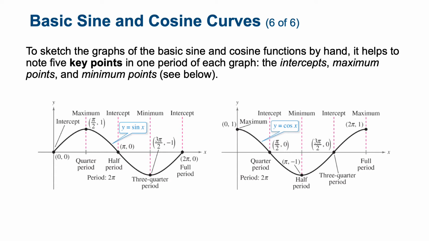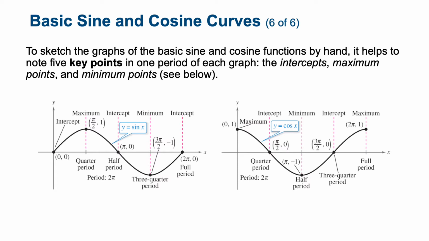All right, so how would we do this by hand? Notice there are 5 key points in one period of the graph, and we're going to tear these parts apart. You have the intercept, or the beginning of the period. Let's look at sine first. It begins at 0, 0 and ends at 2 pi, 0. The middle point is at pi. That's an intercept, so it has 3 intercepts.